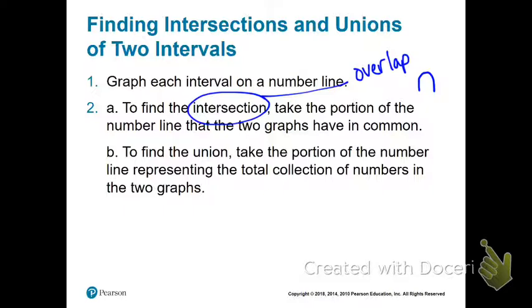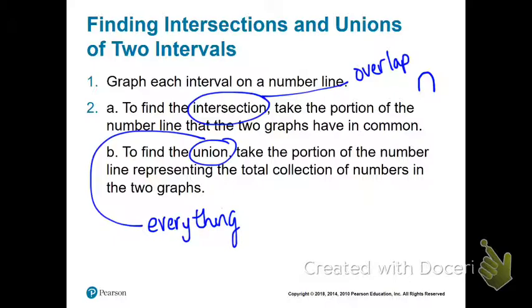And then to find the union, it says take the portion of the number line representing the total collection of numbers in the two graphs. So when I think of union, I think of like the United States. It's this state, and this state, and this state, and this state, and it's all of it put together, right? So the same thing here. So the union is all of it. So it is everything. So anything that's graphed is going to be part of my answer if I'm looking for the union.